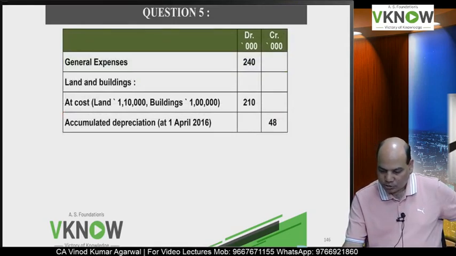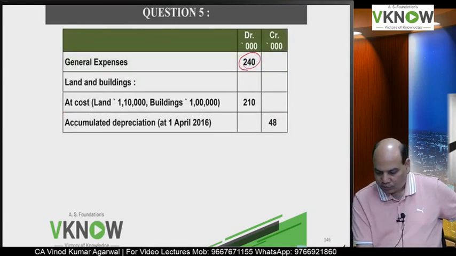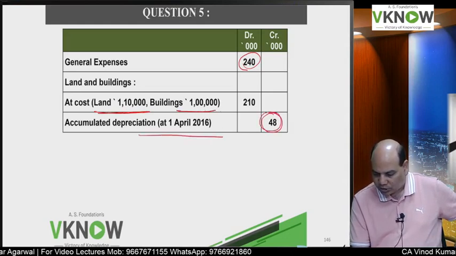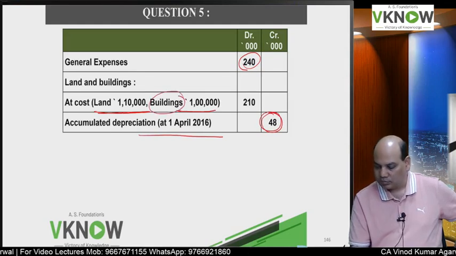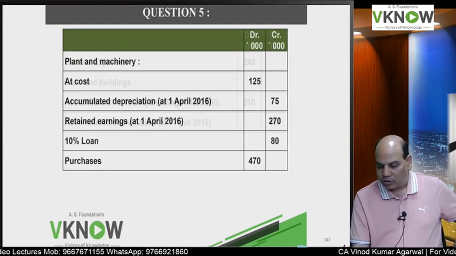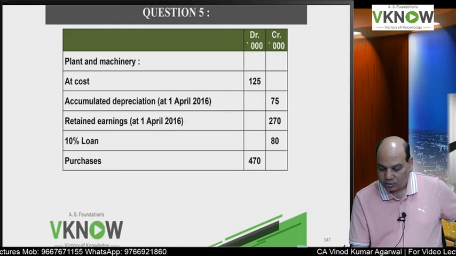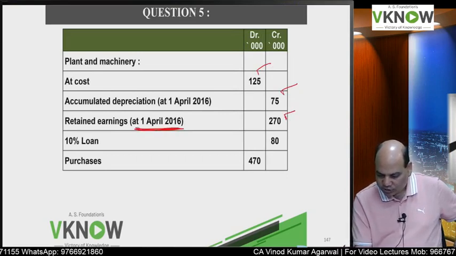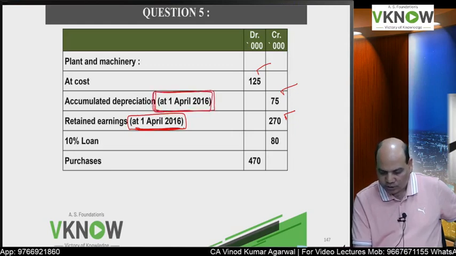Then general expense will go to the P&L account. Land and building, we will prepare a note for that. Cost is 1,10,000, 1 lakh, and depreciation is 48. Whether this depreciation is on building or on land? Building. That is why they have not mentioned it. Students should know, usually land is not depreciated. Then similarly, plant and machinery at cost, depreciation. Retained earning opening balance on 1/4/16 means opening balance. Accumulated depreciation 1/4/16 means opening balance.